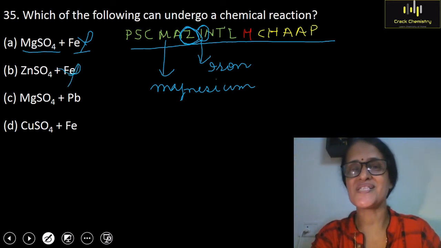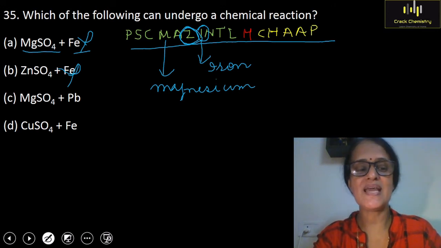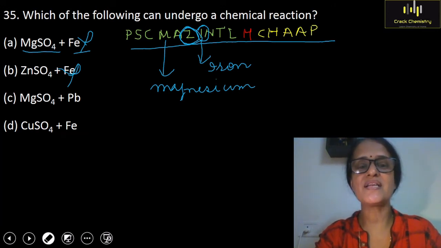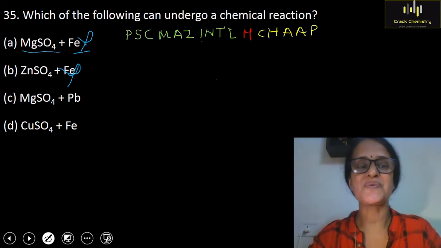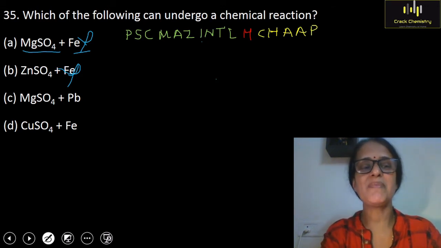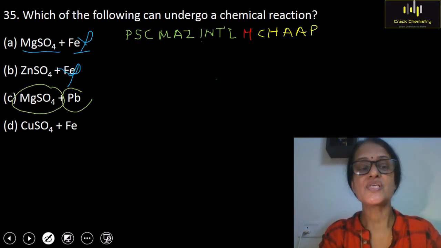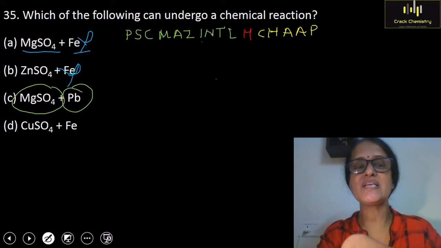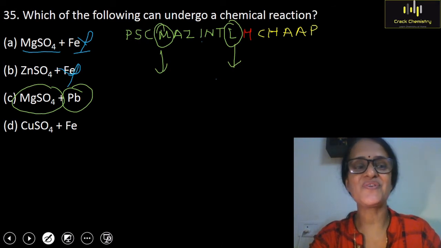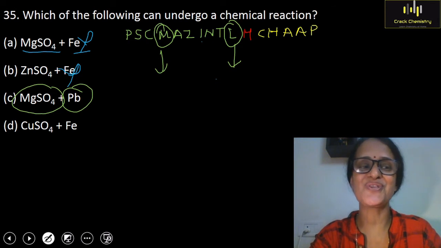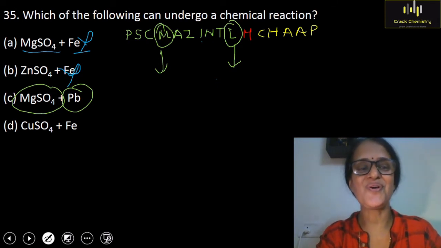Now look at option C. For explaining option C, I will clear the points which I have written here so that it will become more clear to you. In option C, you have been given magnesium sulfate plus lead. So children, again find out the position of magnesium. This is magnesium, and where is lead? Lead has been given by the letter L. As lead is less reactive than magnesium, lead cannot displace magnesium from its salt solution. So reaction C is also not possible.